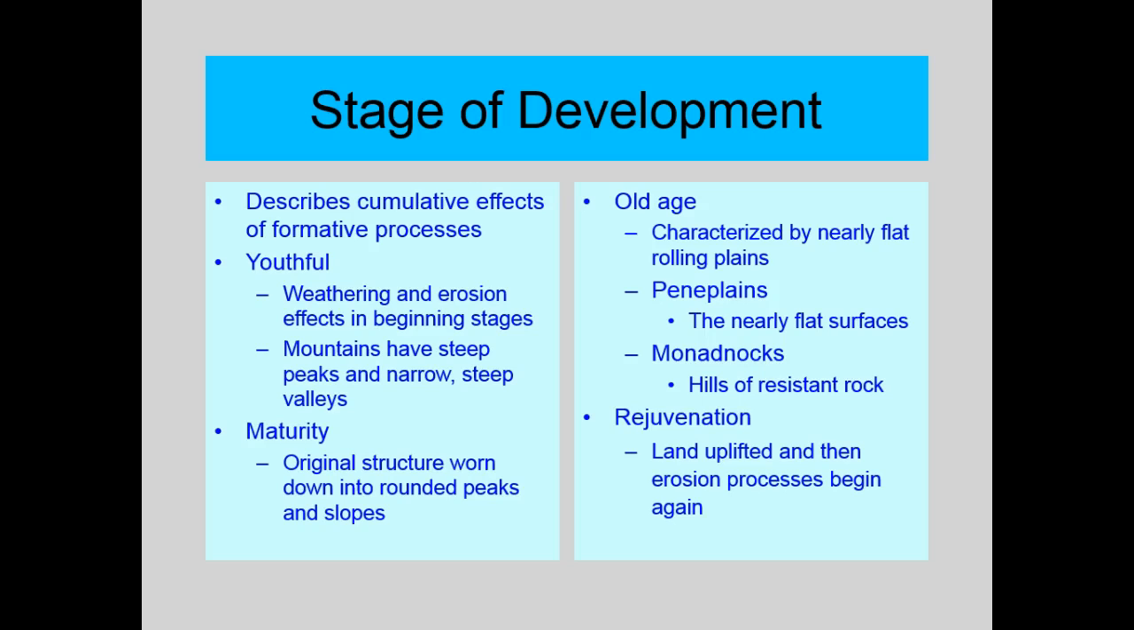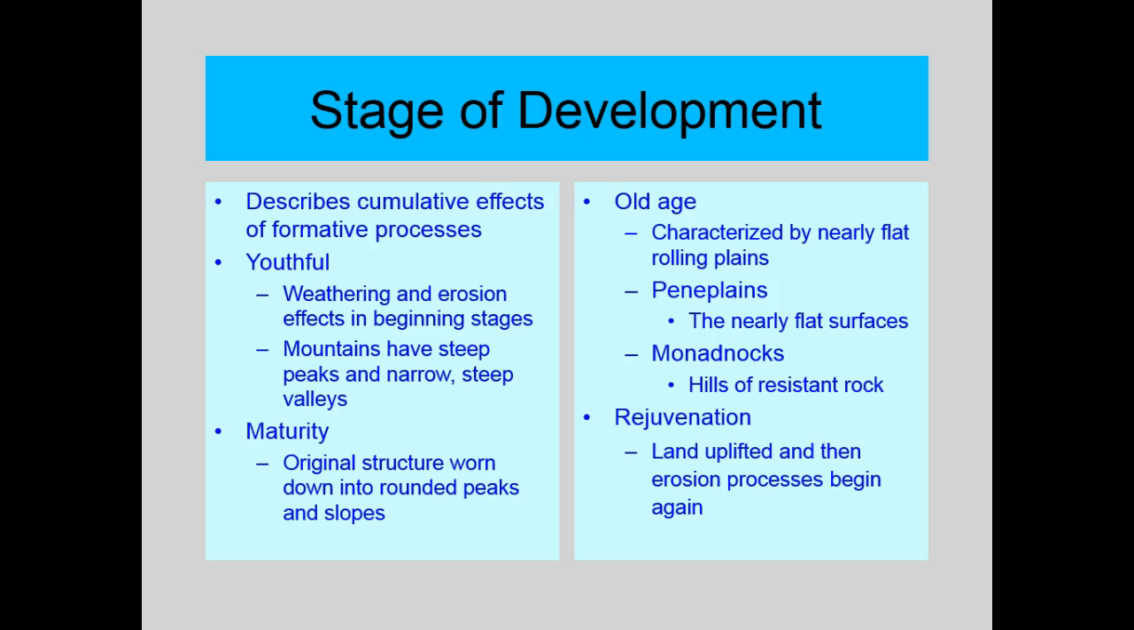You have the youthful landforms. Here, the weathering and erosion are still in the beginning stages. The mountains have steep peaks, narrow, deep valleys. It's just like what we talked about with stream formation, right? Almost the same words. We did use maturity. Here, the original structures have worn down, and the steep, jagged, sharp peaks are now rounded and not quite as sharp as they were before.